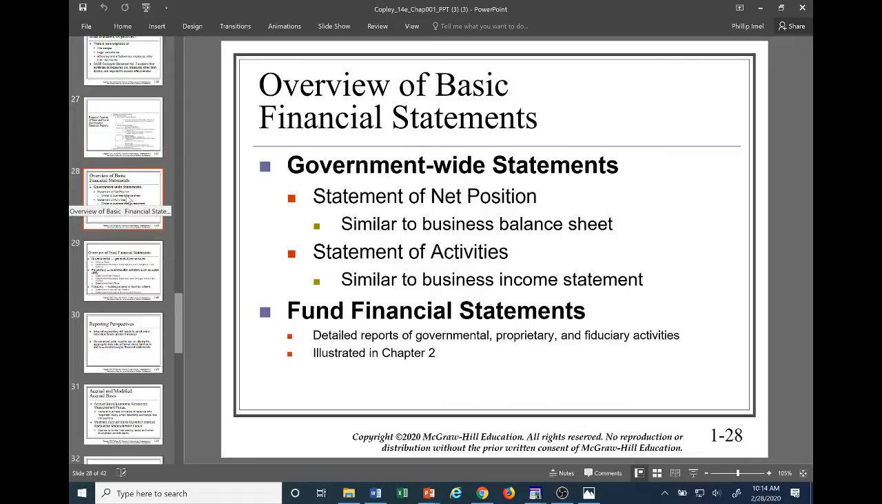Let's talk a little bit again about the government-wide statements. The statement of net position is similar to the balance sheet. The statement of activities is similar to the business income statement. The fund financial statements are detailed reports on governmental, proprietary, and fiduciary funds, right?